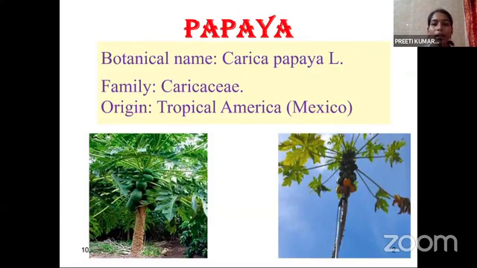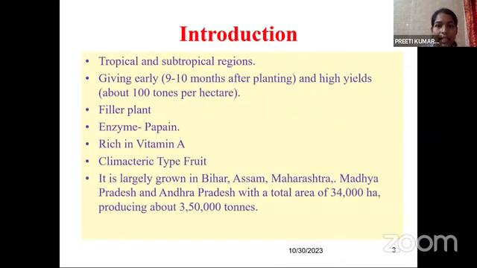So first, papaya. The scientific name of papaya is Carica papaya L. Carica is the genus name and papaya is the species name. It belongs to the family Caricaceae and its origin is tropical America, that is Mexico. As we have all seen a papaya tree, there are two images of trees carrying fruits, and then we go to the next slide.